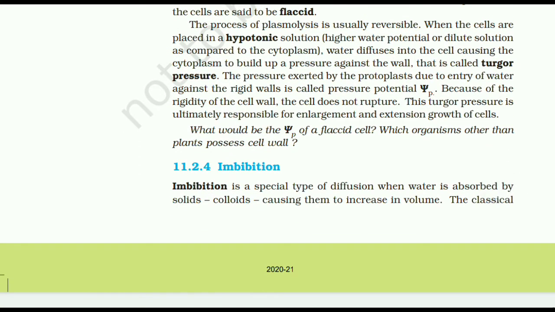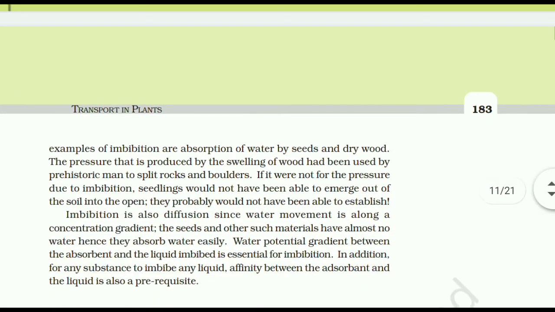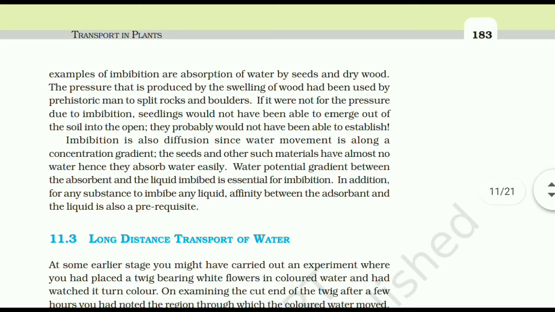11.2.4 Imbibition. Imbibition is a special type of diffusion when water is absorbed by solid colloids, causing them to increase in volume. The classical examples of imbibition are absorption of water by seeds and dry wood. The pressure that is produced by the swelling of wood has been used by prehistoric men to split rocks and boulders. If it were not for the pressure due to imbibition, seedlings would not have been able to emerge out of the soil into open. They probably would not have been able to establish.